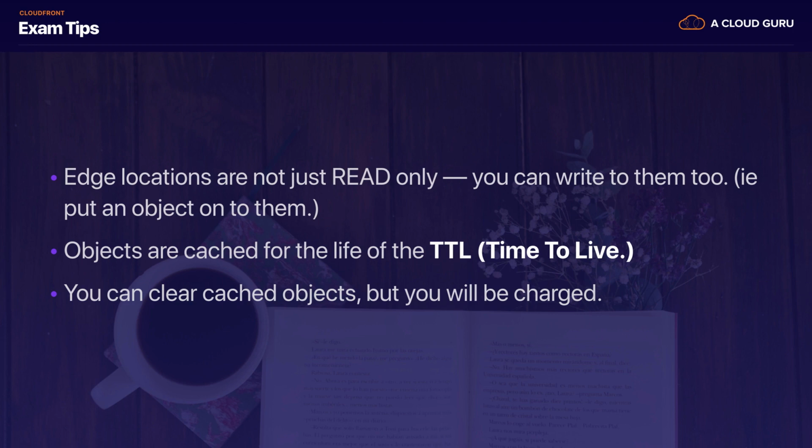And then finally, you can clear cached objects. You can invalidate an object, but you are going to be charged if you do that. That's a very important exam topic: that you can invalidate cached content. If you've uploaded something and your users are still getting old data, for example you might have added a new video and they're still getting the old video, you can go in and clear those cached objects, but you are going to be charged. It's called invalidating the cache.